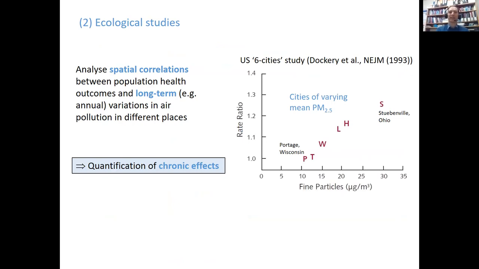And the classic study in this field for air pollution from the early 1990s is the so-called six cities study from Dockery and co-workers, where they looked at air pollution levels in six different cities in the United States, as illustrated by these letters on the diagram, and looked at the relative risk associated with mortality as a function of the average pollution in each of those six cities.